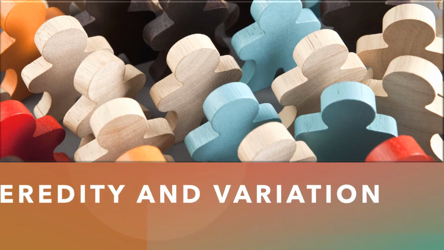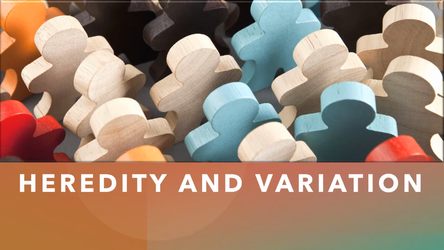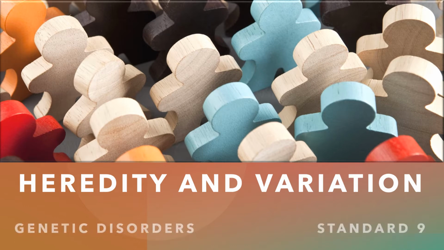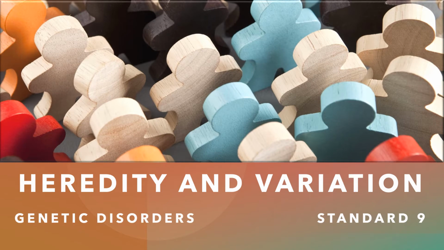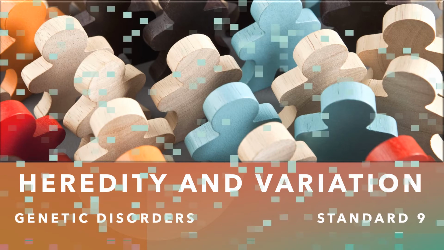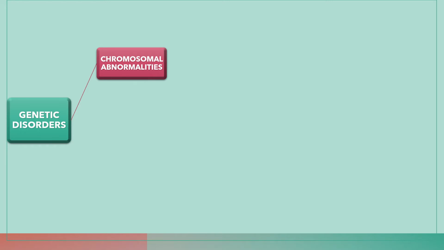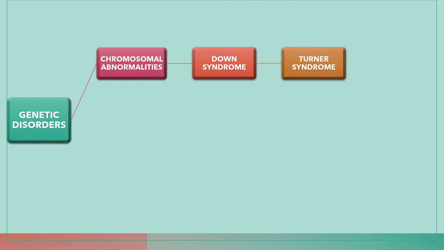In the very interesting lesson Heredity and Variation, we now come to the third or final section of the lesson dealing with genetic disorders. Genetic disorders are of 4 types. The first one are chromosomal abnormalities, and some of the diseases are Down syndrome, Turner syndrome and Klinefelter syndrome.